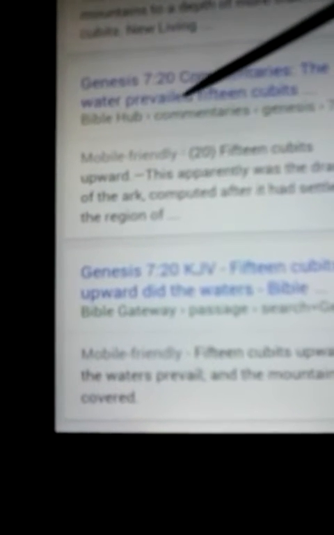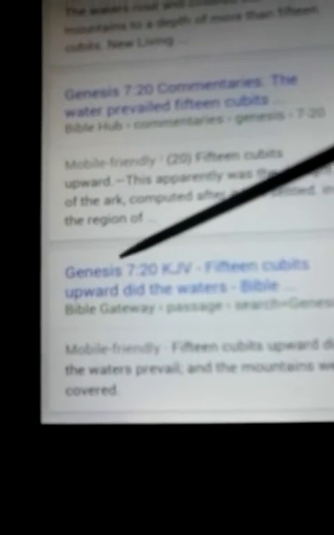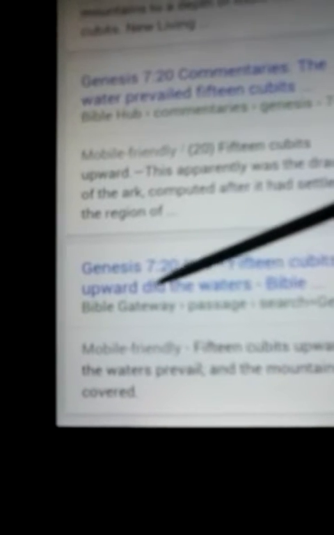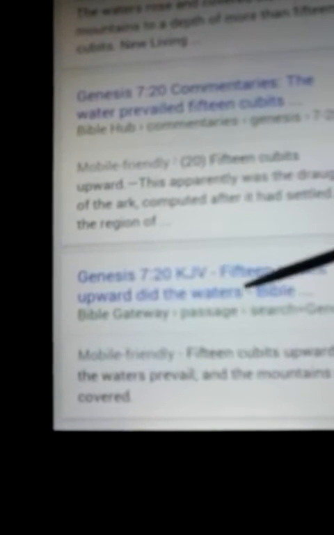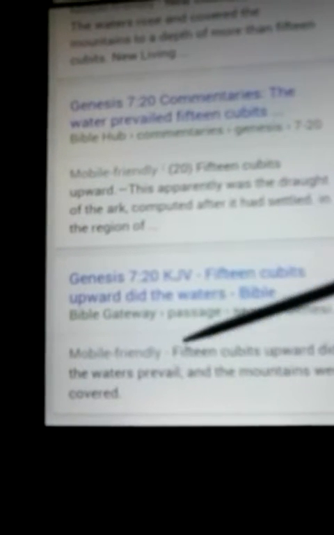Genesis chapter 7, verse 20. With the deluge, with the flood. See, Genesis chapter 7, verse 20. 2015 cubits upward did the waters prevail, and the mountains were covered. See, the understanding with this, Genesis chapter 7, verse 20, is a code no other, everyone, than for the year 2015.